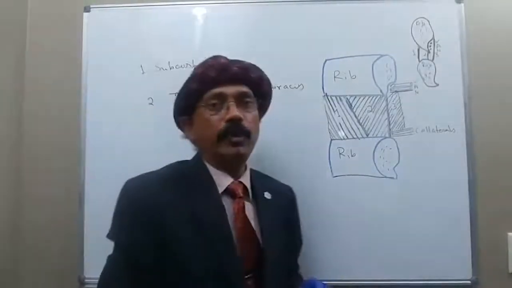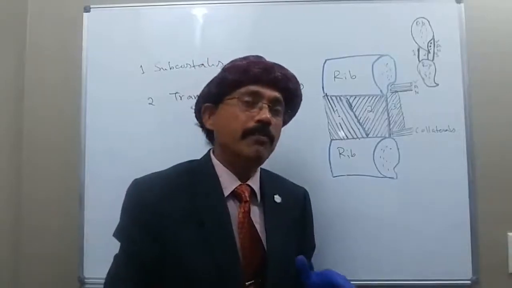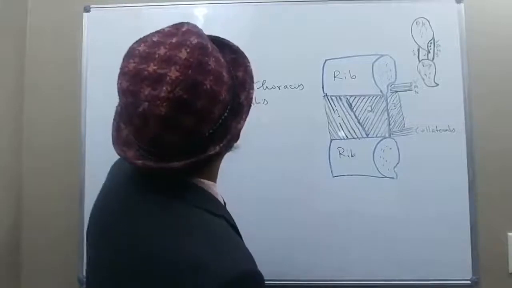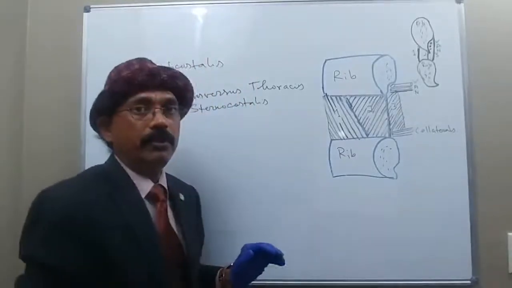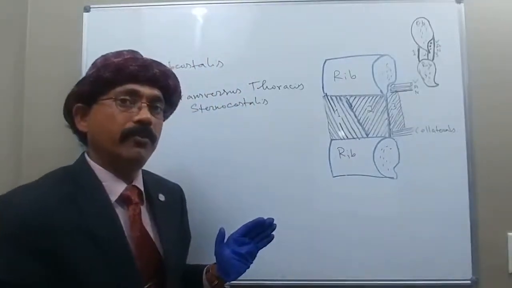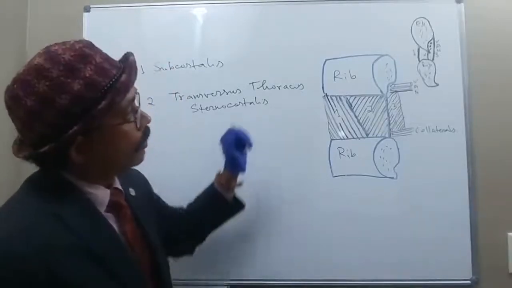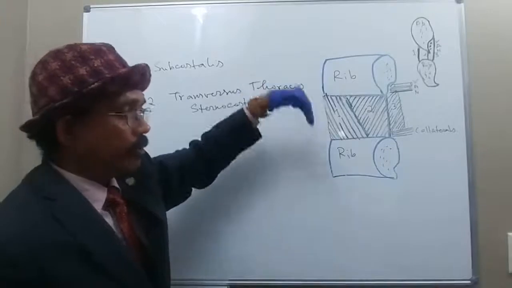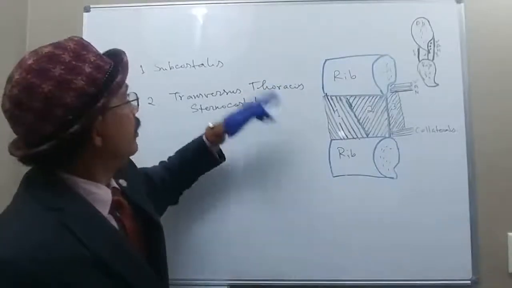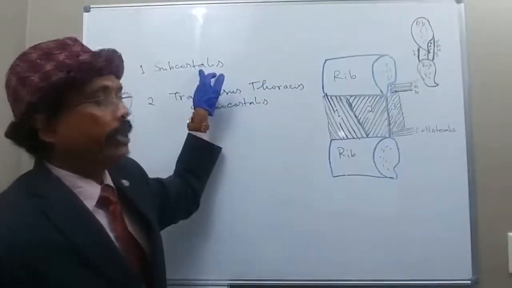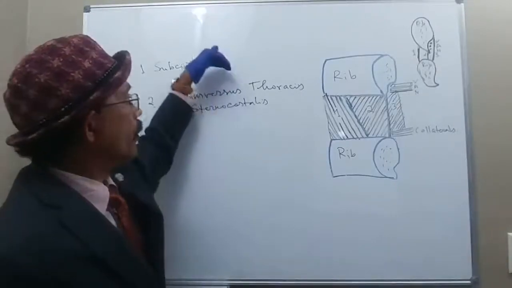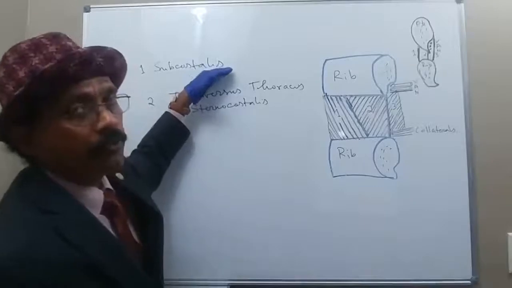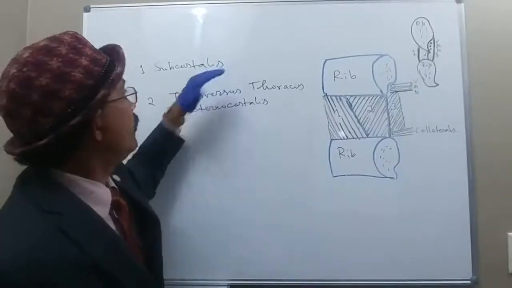The idea is that these muscles are in the same plane as that of the innermost intercostal. This muscle, subcostalis, is present posteriorly, in the posterior part of the intercostal space from the rib above to the rib below, almost vertical around the angle of the rib. It covers 2 or 3 ribs. These are small muscles developed in the posterior intercostal space.